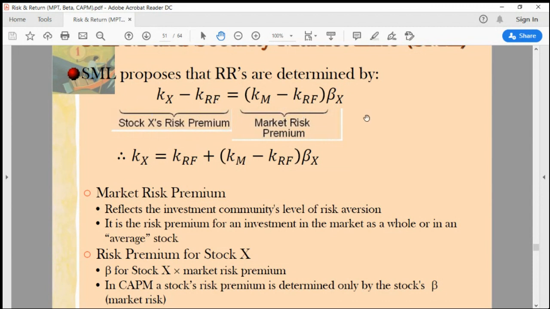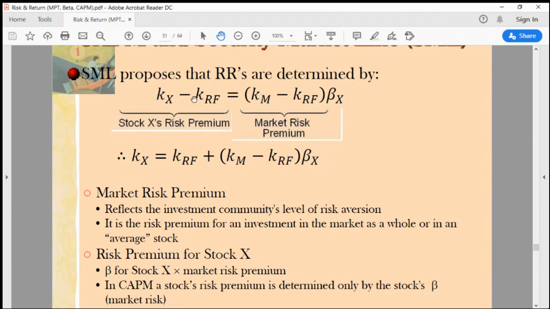Apple's risk premium should be, if Apple's beta is 3, because that means Apple is 3 times riskier than the average of the market. That volatility is captured by beta. So Apple's risk premium must be 3 times the average risk premium, the market risk premium.